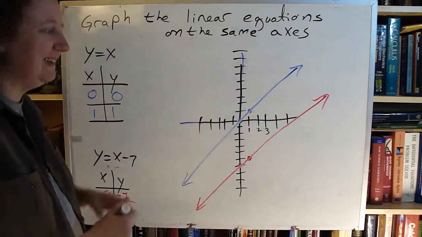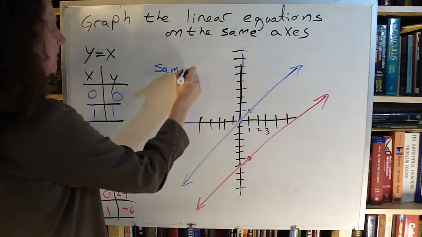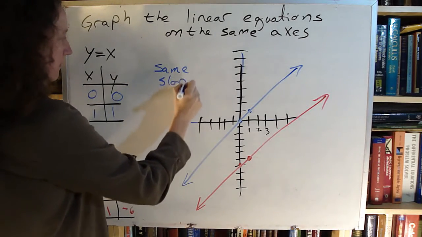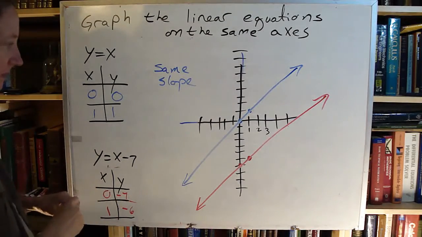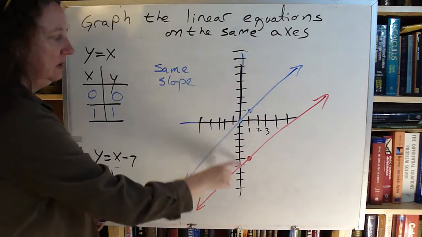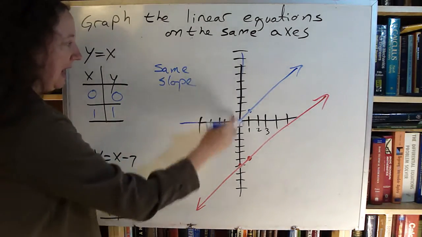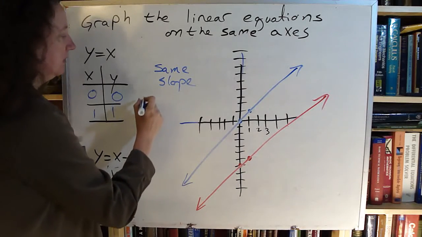So these have the same slope. Where they cross the axis is different. They cross the y-axis at different spots.